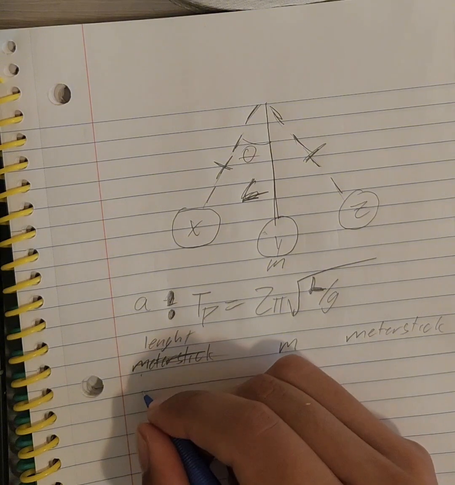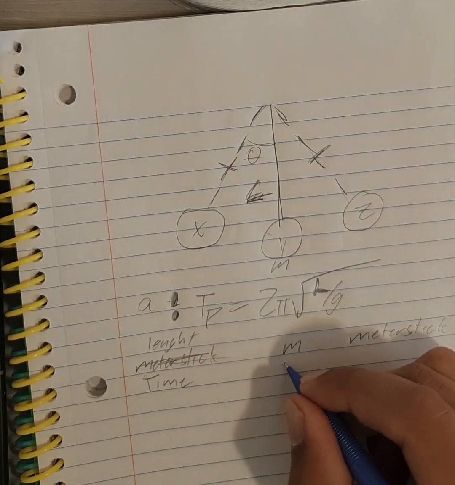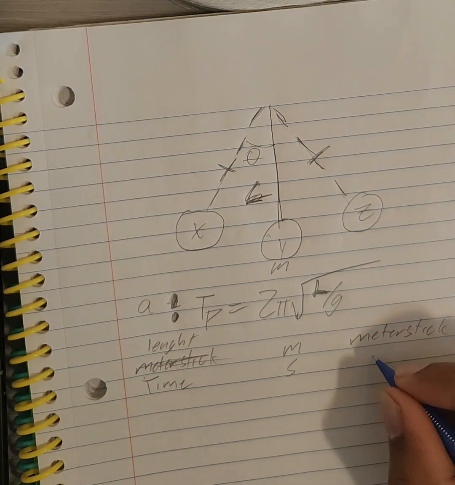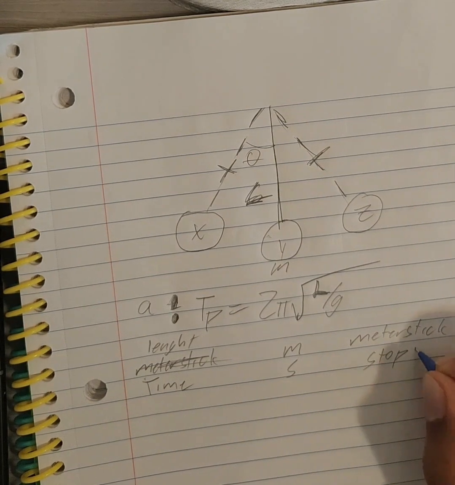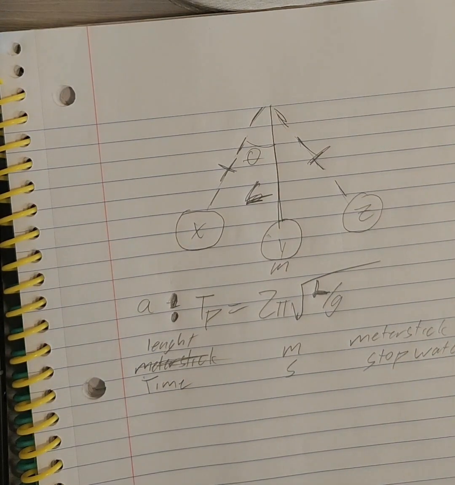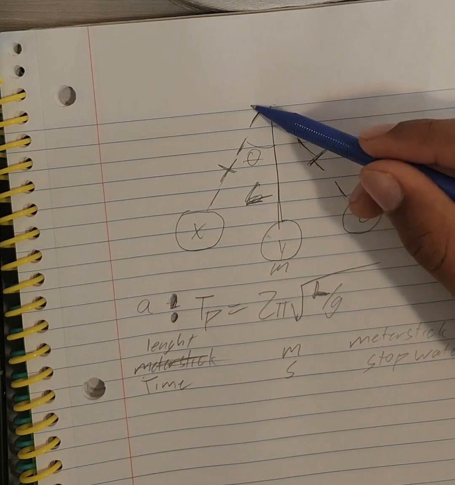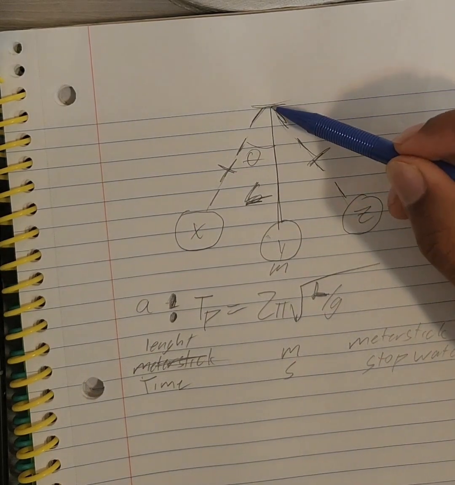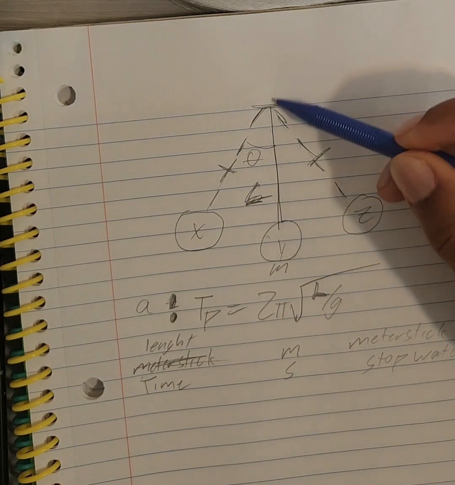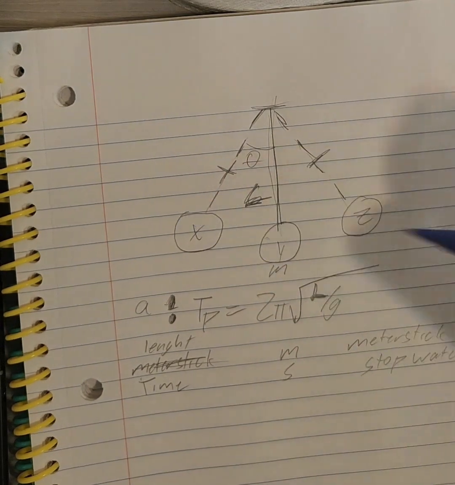So time, the unit we will use is seconds, and what we will use is a stopwatch. And a procedure that we can use is we're going to hang up the ball on top of a piece of string, and we're just going to let it oscillate back and forth.